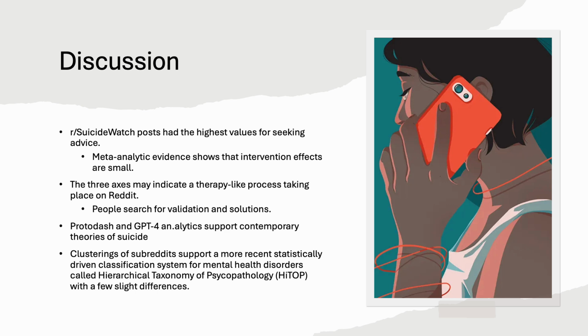Also, PhotoDash and GPT-4 analytics support contemporary theories about suicide and what leads to suicide. And then lastly, the clustering of subreddits supports a more recent statistically driven classification system, which is called the Hierarchical Taxonomy of Psychopathology. And there are just a few slight differences from the research and that classification system.